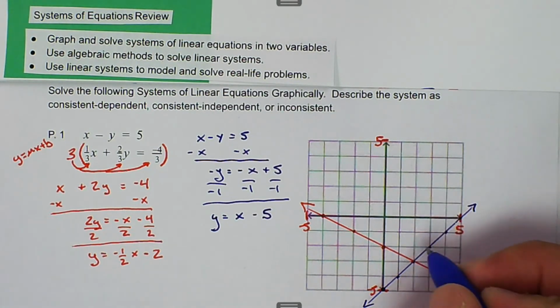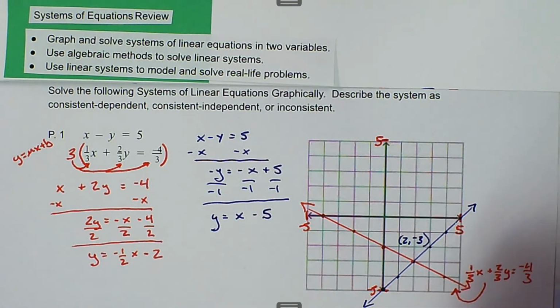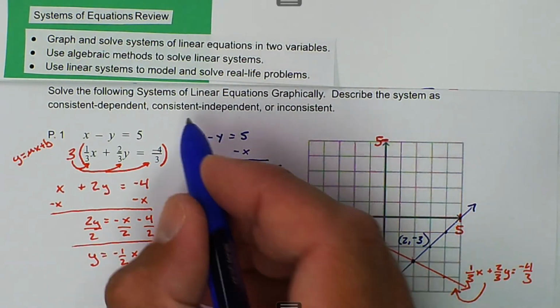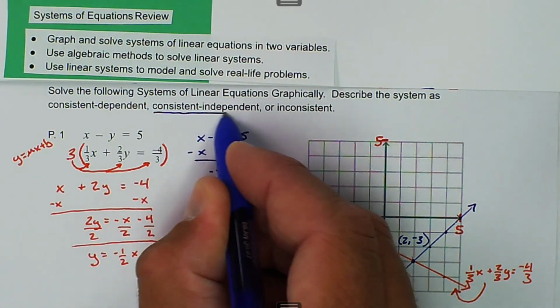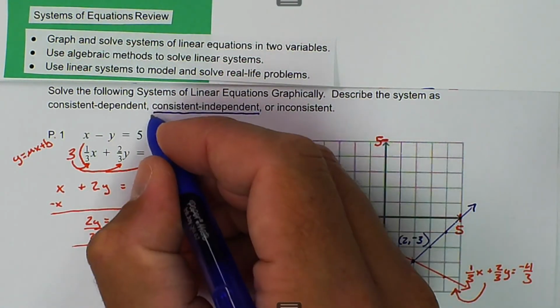And we get the ordered pair, which is (2, -3). So that is the solution for this system right here. This is the solution at this intersection point. And this is consistent independent because it just has one solution. So this one is consistent independent.